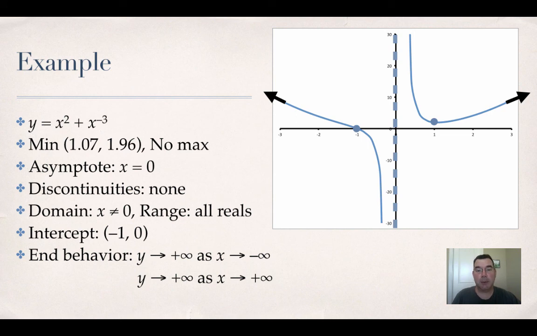So that's a quick example of combining power functions together and looking for the important properties that the graph has.